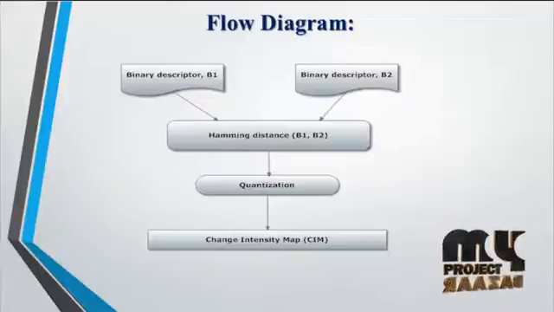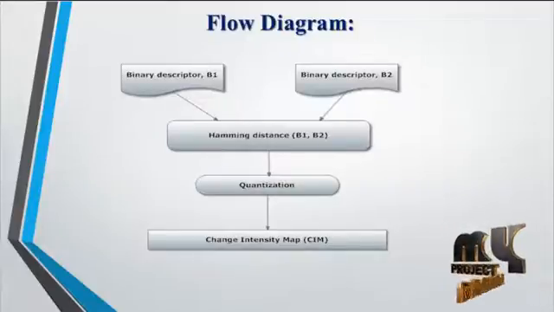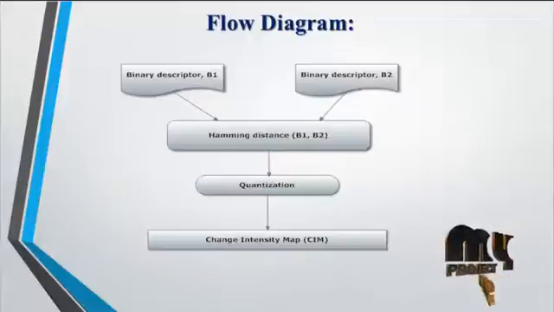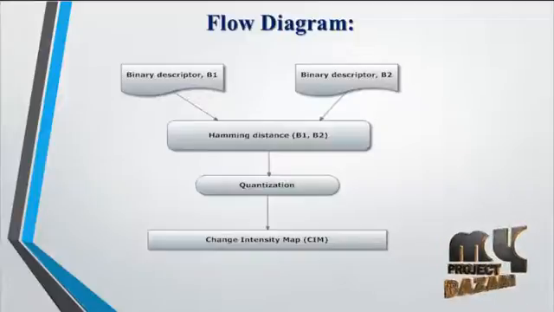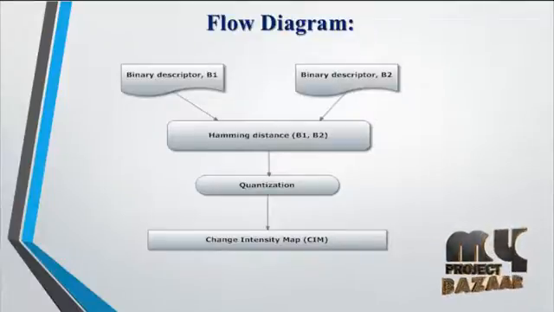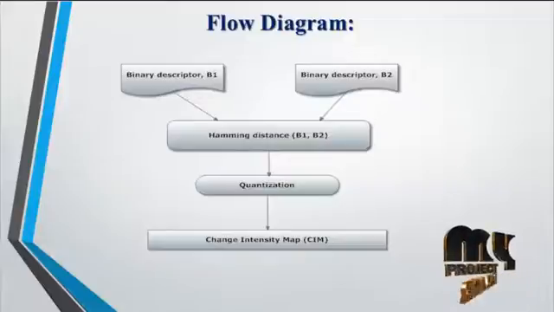Then the binary descriptor is carried out. The binary descriptor for the first image is represented as B1 and the binary descriptor for the second image is represented as B2. After the binary descriptor, the Hamming distance is calculated. The Hamming distance is the distance calculated for the two binary descriptor images B1 and B2.